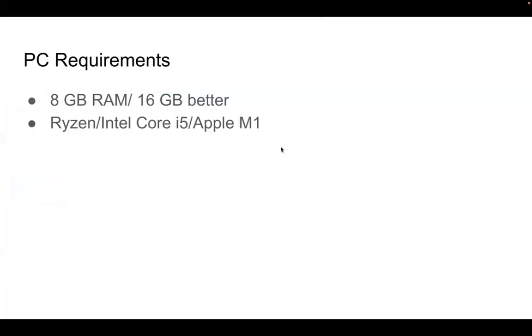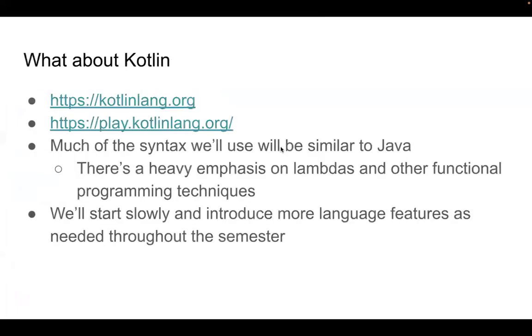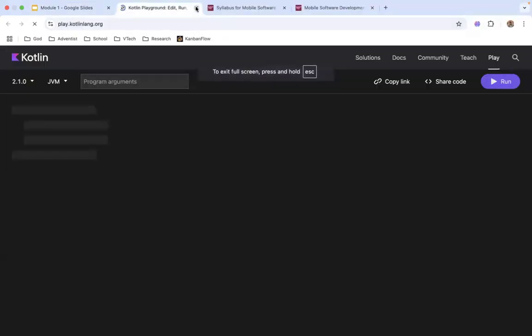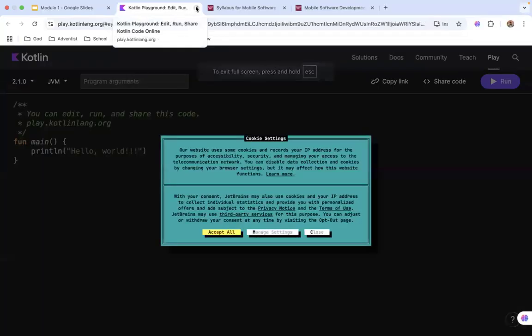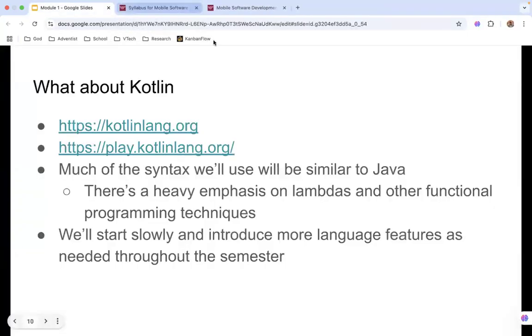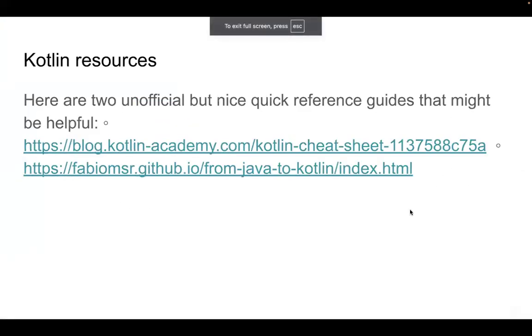So PC requirements, I've talked about that. Look at the syllabus for this. There is a playground that you can actually just code Kotlin in. You don't need to install anything. You can just go to this playground and start coding, right? We'll be doing some of this in the next class. And there are some other helpful resources, but like I said, we will learn as we go along, right?